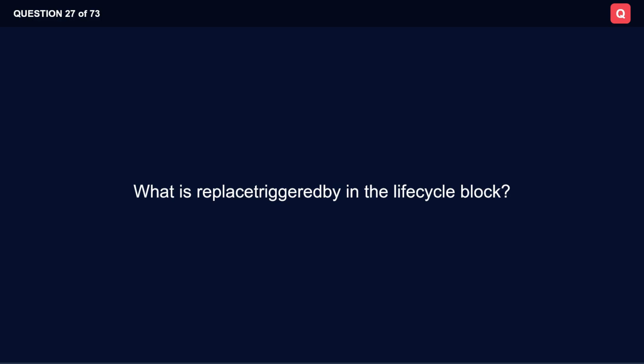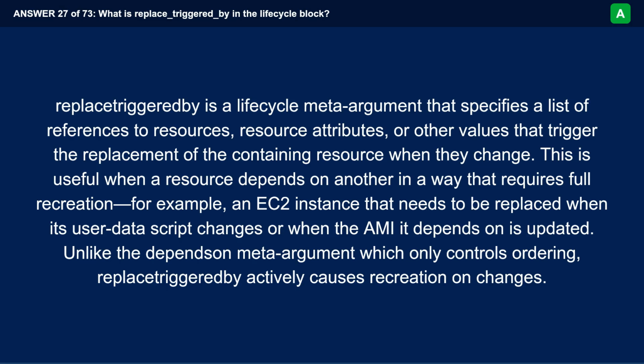What is replace_triggered_by in the lifecycle block? replace_triggered_by is a lifecycle meta-argument that specifies a list of references to resources, resource attributes, or other values that trigger the replacement of the containing resource when they change. This is useful when a resource depends on another in a way that requires full recreation.